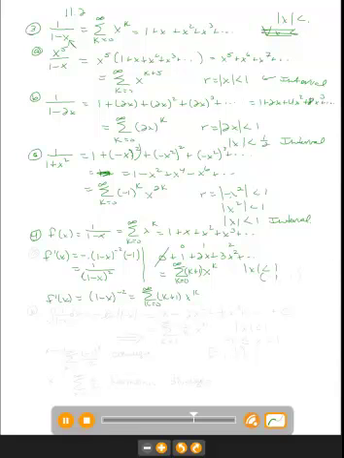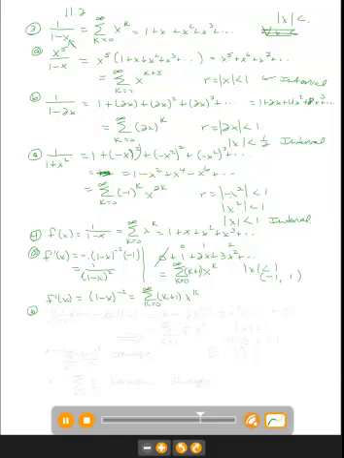And now if I check the endpoints, remember this is a negative 1 to 1 interval. If I stick a negative 1 in there for x, that diverges. I have an alternating 1, negative 1, 1, negative 1. If I stick a 1 in there, I just get 1 plus 1 plus 1 plus, okay, that diverges as well. So they both diverge, so I can't include the endpoints. It's just negative 1 to 1, non-inclusive.